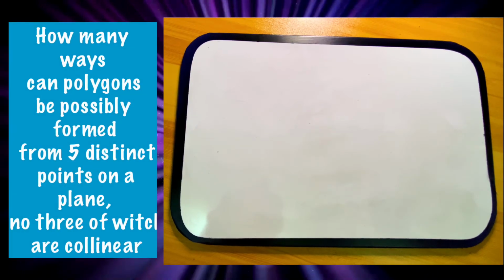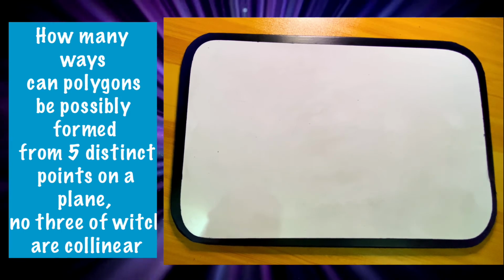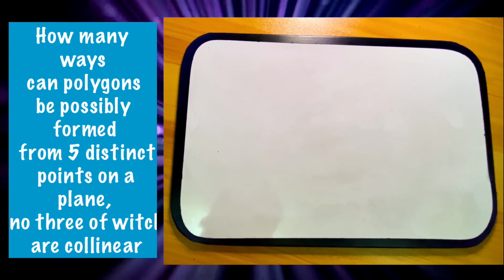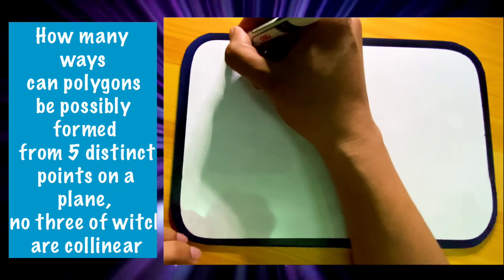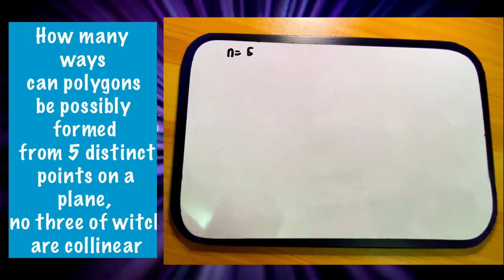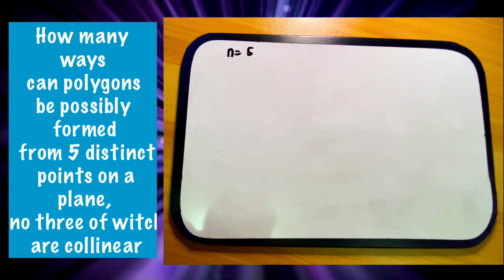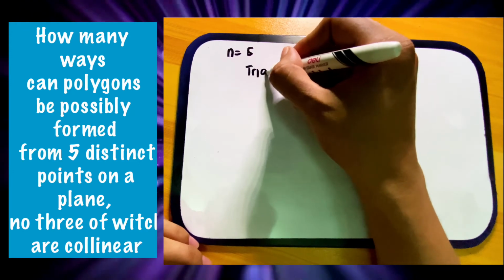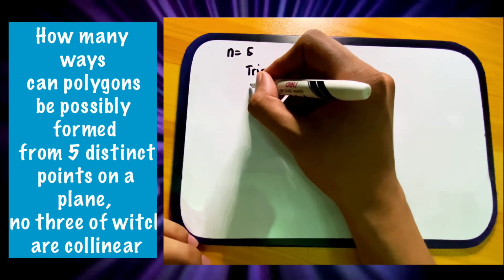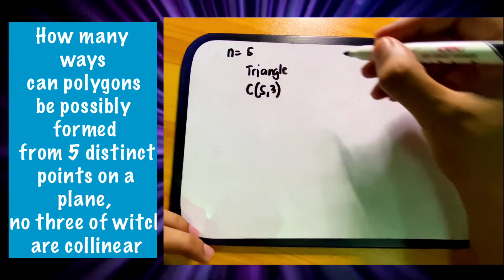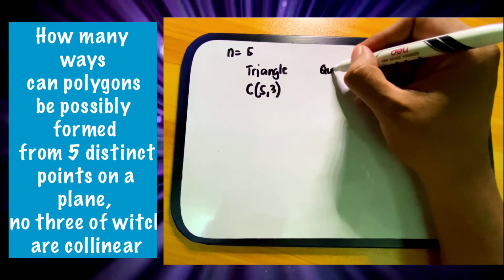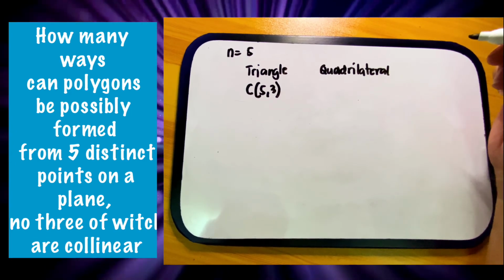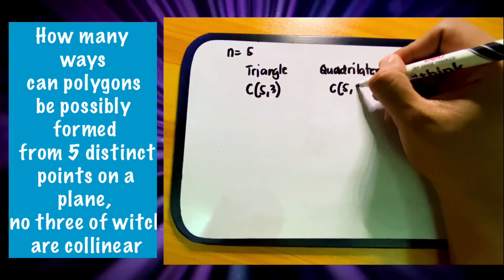Okay, problem number 4. How many polygons can possibly be formed from 5 distinct points on a plane, no 3 of which are collinear? It means there are no 3 points that lie on the same line. So we have 5 distinct points, so our n here is 5. Since we need to form polygons, the first type of polygon is the triangle, and it needs 3 points to form a triangle, so we have C(5, 3). The next kind of polygon is the quadrilateral. A quadrilateral has 4 sides, which means there are 4 points, so C(5, 4).